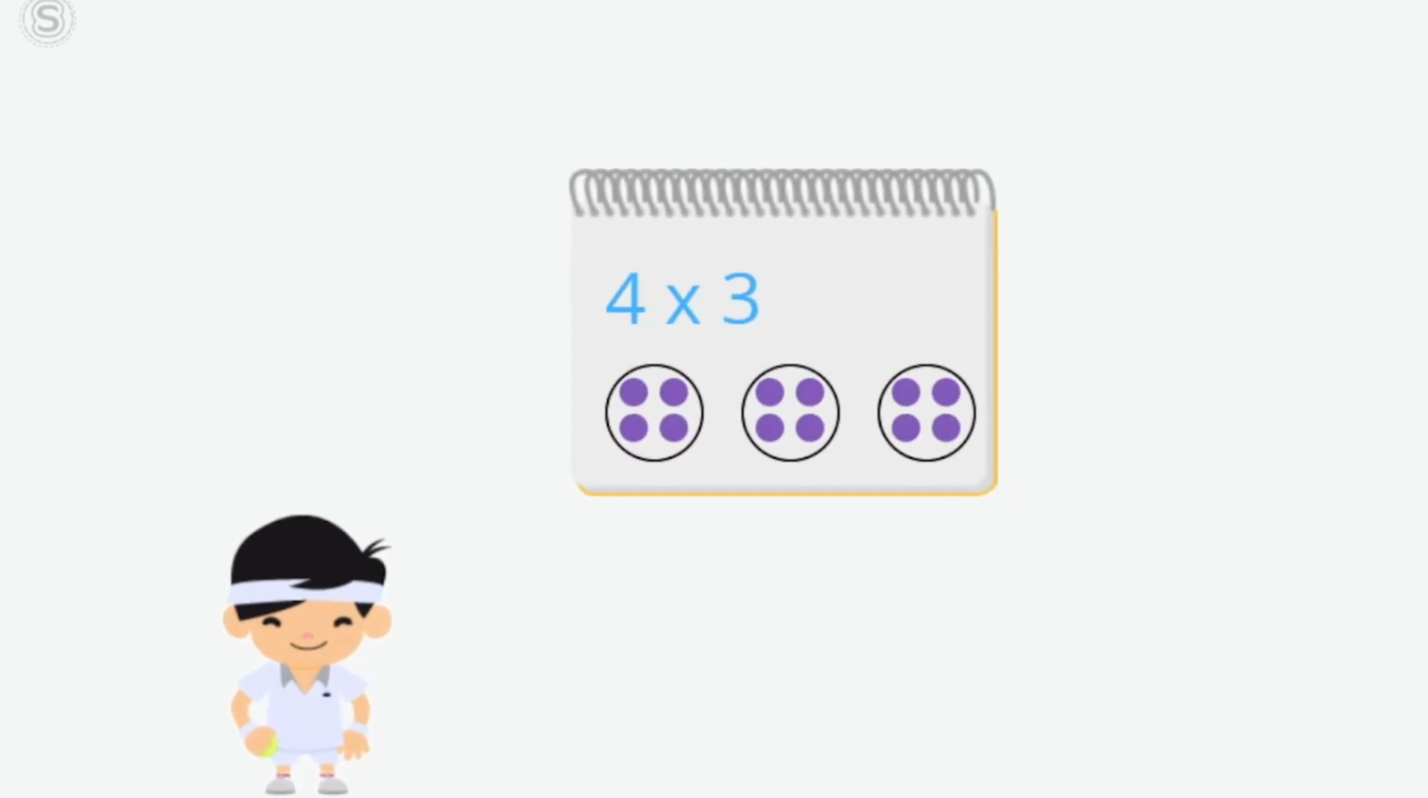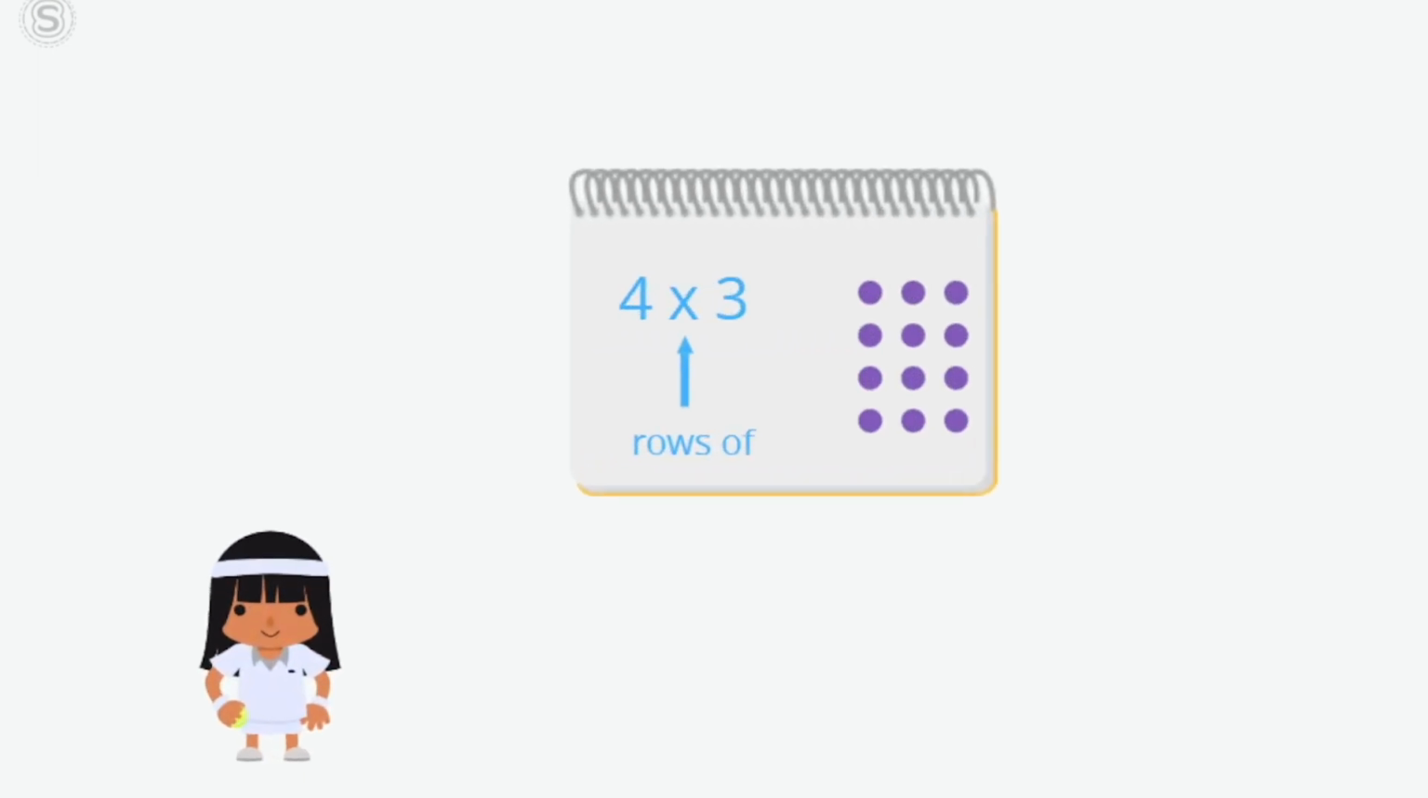Otto decided to make equal groups. He made 3 groups with 4 dots in each group. He has 12 dots in total. Amy decided to make a grid. She drew one containing 4 rows and 3 columns.